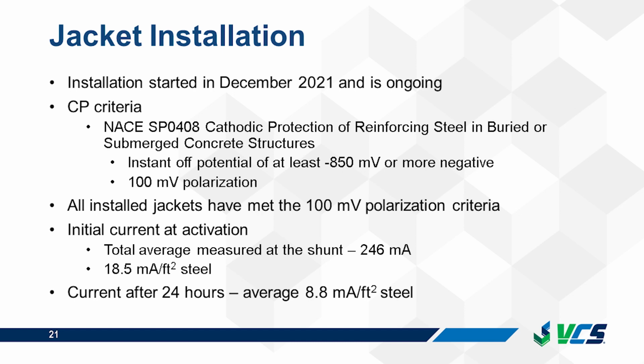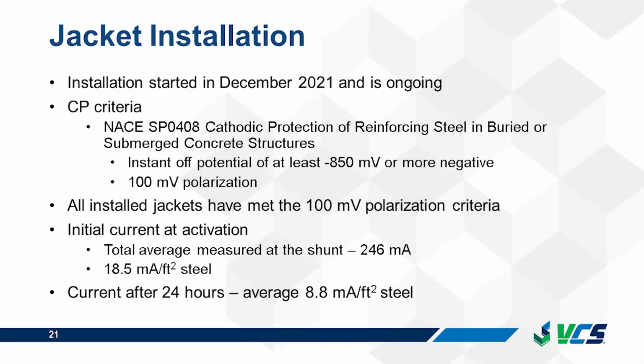And the CP criteria that is applicable in this case is the NACE SP0408 standard, which is cathodic protection of reinforcing steel in buried or submerged concrete structures. So this publication says that in order to achieve cathodic protection, you have to have an instant off potential that is at least negative 850 millivolts or more electronegative, or 100 millivolts of polarization. So all the jackets that have been installed so far have achieved the 100 millivolt polarization criteria.